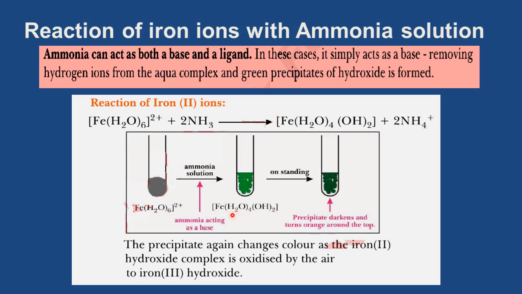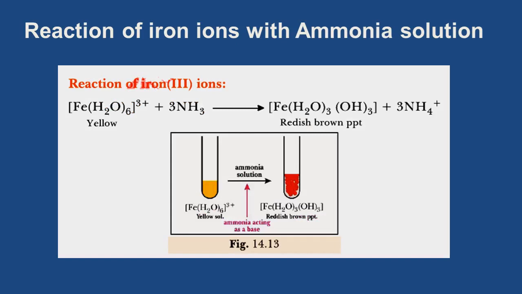Now students, we are going to study the same reaction of iron ions with ammonia solution. But now in this case, we are taking iron 3 ions, means ferric ions. Now this is hexaaqua iron 3 complex which is yellow in color. Now students, when ammonia solution is added to this solution, it turns reddish brown because of this complex which is formed.